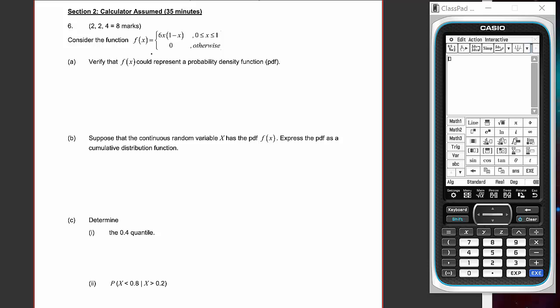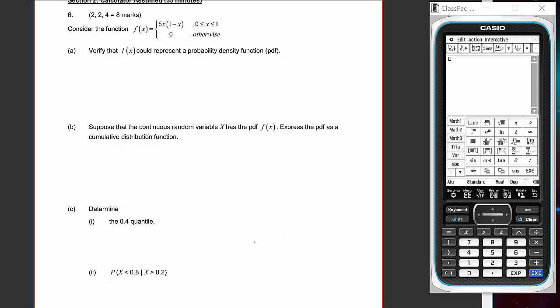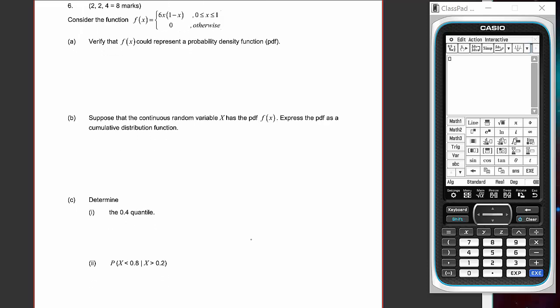Consider the function f of x is 6x(1 minus x) for x between 0 and 1 and 0 otherwise. We want to verify that f of x could represent a probability density function. So all we need to do here is show that the integral from 0 to 1 of 6x(1 minus x) actually comes to 1. Well, just doing this is enough to do that.